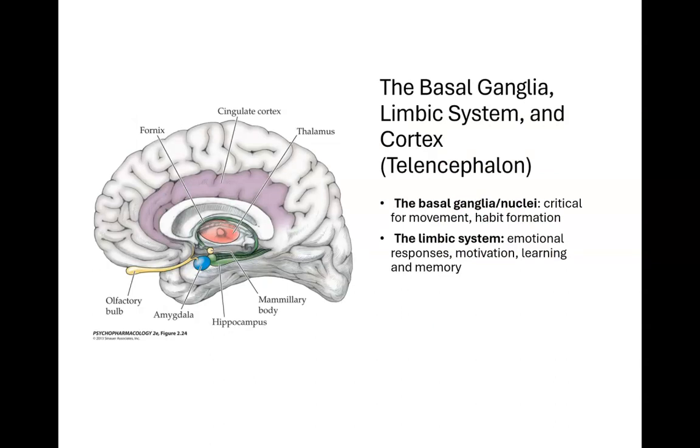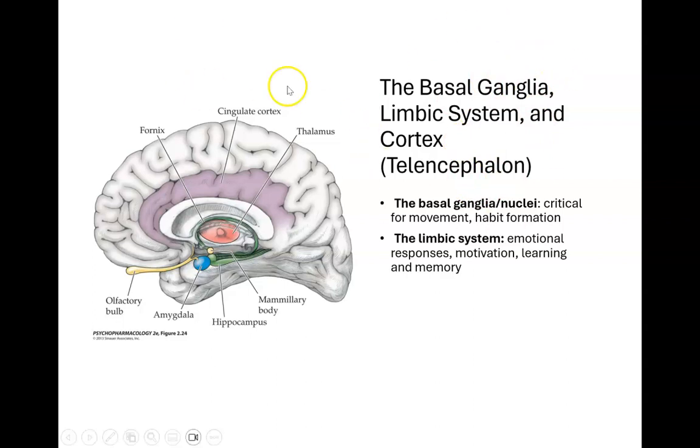Now let's talk about the telencephalon, which is made up of the basal ganglia, which I just showed you, the limbic system, and the cortex. So the basal ganglia, technically, if you've had me for biopsych, you know that it should probably be called the basal nuclei because we are in the central nervous system. But this area is critical for things like movement and habit formation.